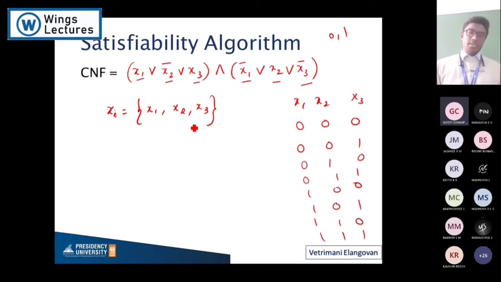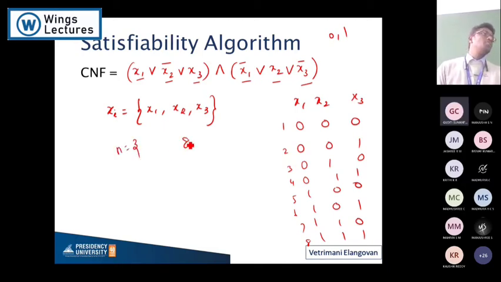I'm not going to solve the problem. I'm going to teach you how to relate the problem. So these are the available inputs. The number of inputs is 1, 2, 3, 4, 5, 6, 7, 8. So n value is 3, and the number of possible inputs is going to be 8. Then what is going to be the time complexity? How can I get 8 from 3? That's it: 2 power 3 is 8, which is nothing but 2 power n.